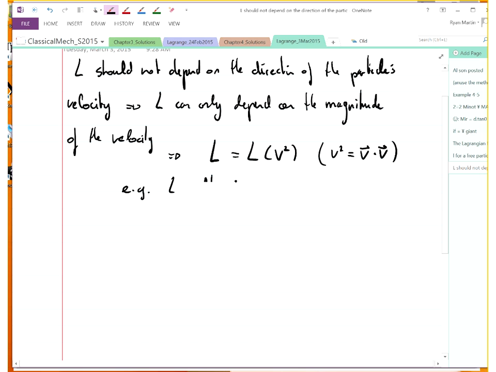So this, for example, L could be A times v squared plus B times v to the fourth plus C times v to the sixth, etc., right? That would only depend on the magnitude.